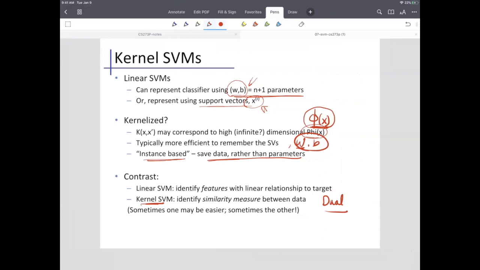So you can see now why we introduce these dual forms of the linear SVM: if we want to extend them to nonlinear decision boundaries by using kernel functions, the only way we can solve the problem is by working in the dual space instead of the primal space. Just keep that in mind. So that's the kernel SVM.